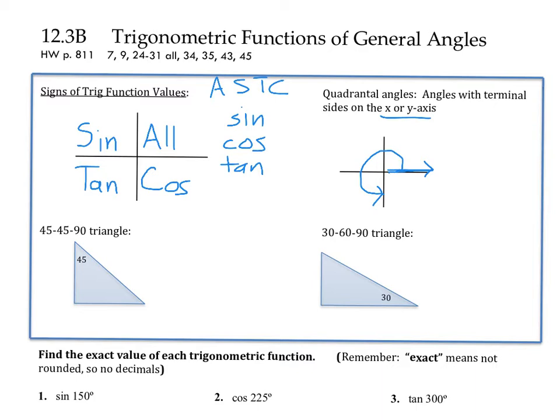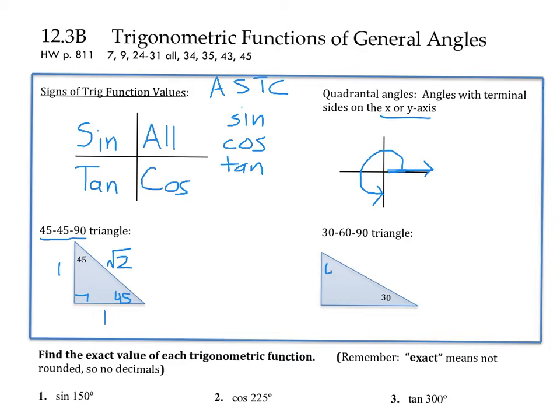Alright, for problems that are not quadrantals, you need to remember your special right triangles. So a 45, 45, 90 triangle is isosceles because it has 2 congruent angles and 2 congruent sides. So if this is a right angle, this other angle has to be 45 as well. You should recall that the ratio of the sides are 1, 1, and then the hypotenuse is radical 2 times as long as either of the legs.